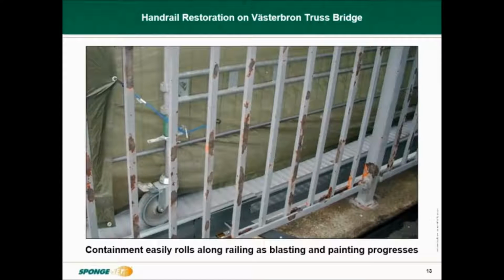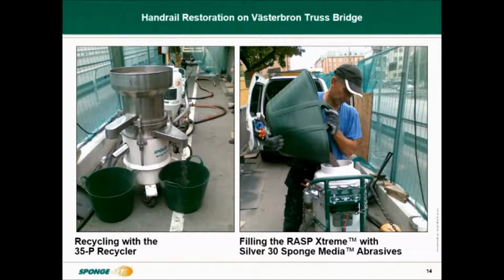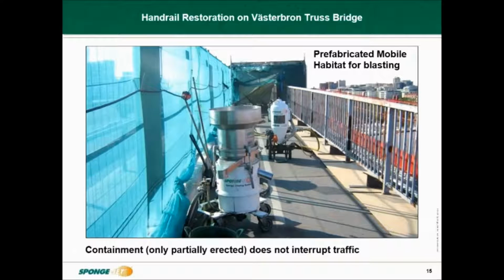A habitat was set up on roller wheels, so it was easy to move across the bridge or the walkway section. The footprint set up allowed the pedestrians and bikes access whilst the blasting was in process. Note the portable habitat and the public separation fence.